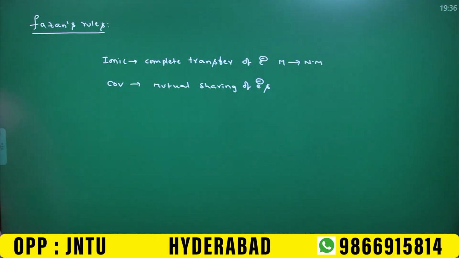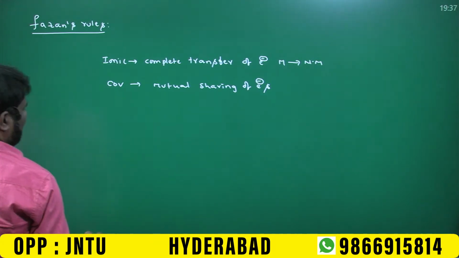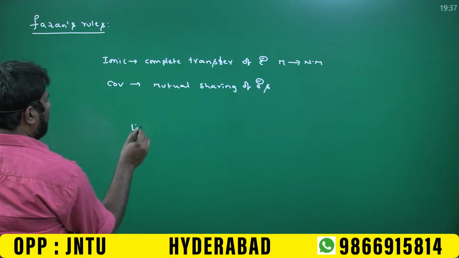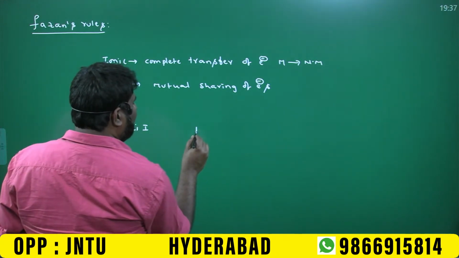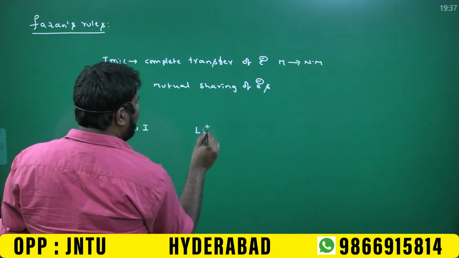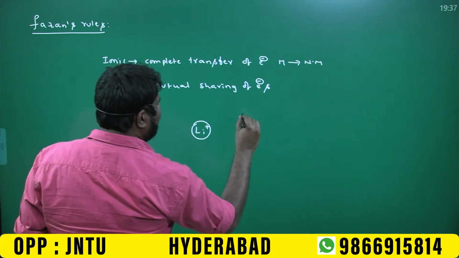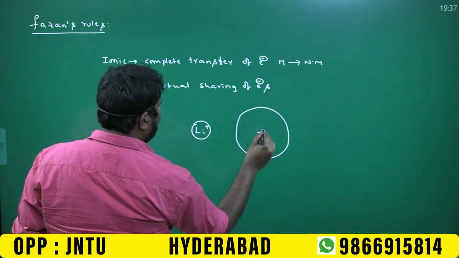Now see, what is Fajan's rule? Fajan's rule ఏంటంటే జాగ్రత్త వినండి అన్న. For example, I am taking lithium iodide. See properly. The lithium cation is very small in size. The I minus anion is large in size.